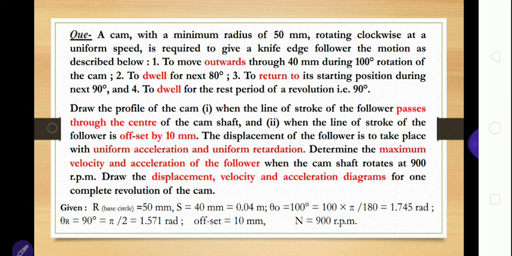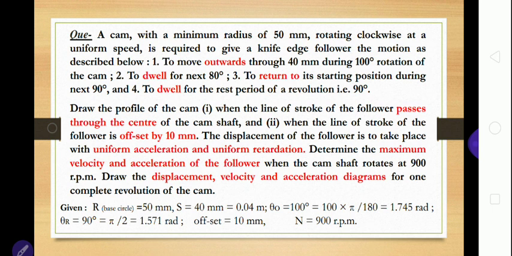Next, determine the maximum velocity and maximum acceleration of the follower when the camshaft rotates at 900 rpm. So the speed N is 900 rpm. We will write it in the given data. Then draw the displacement, velocity and acceleration diagrams for one complete revolution of the cam. That means after drawing the cam profiles, we also draw the velocity and acceleration diagrams for one complete rotation of the cam.